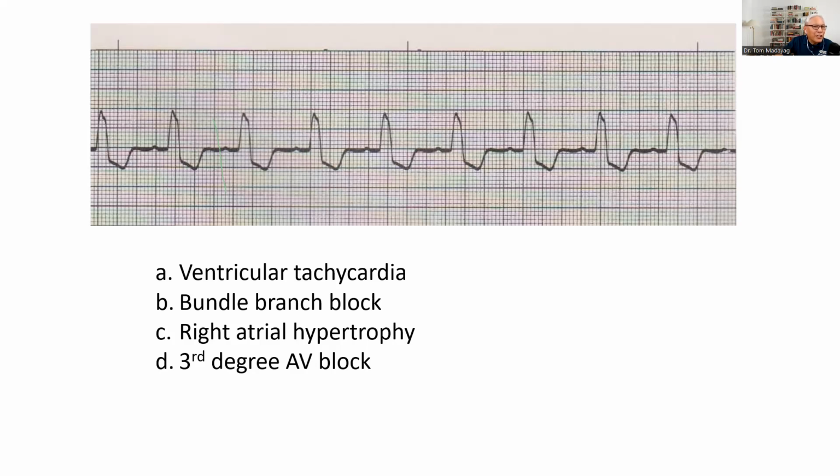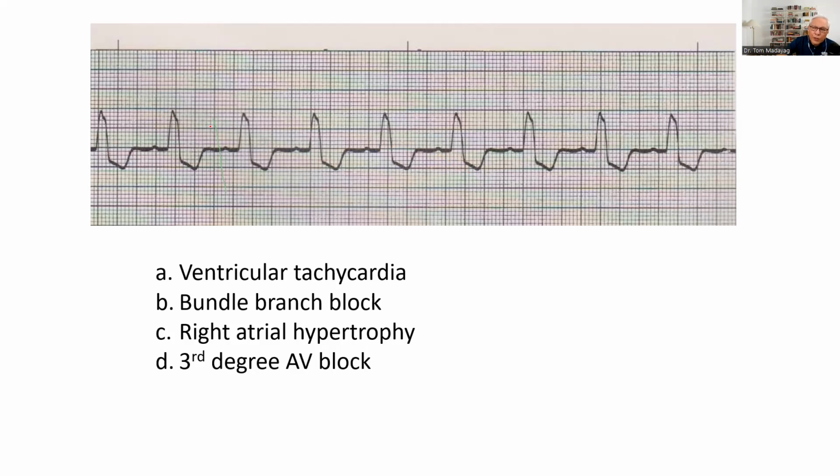In ventricular tachycardia, you would not have a P wave that is consistently causing a QRS complex. Right atrial hypertrophy would be manifested by a P wave that is abnormal. And a third-degree AV block would have P waves without QRS complexes. So it leads us to the correct answer, which is a bundle branch block.